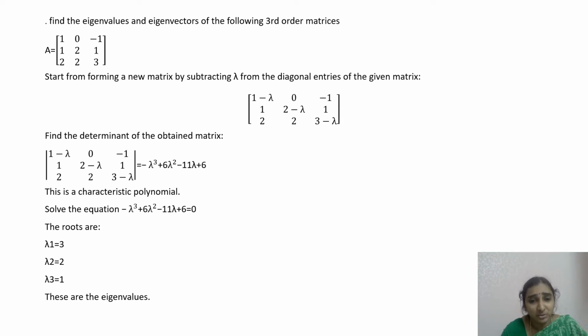The determinant would be equal to minus lambda cube plus 6 lambda square minus 11 lambda plus 6. This is the characteristic polynomial. Solve the equation to get the roots: lambda 1 is equal to 3, lambda 2 is 2 and lambda 3 is equal to 1.